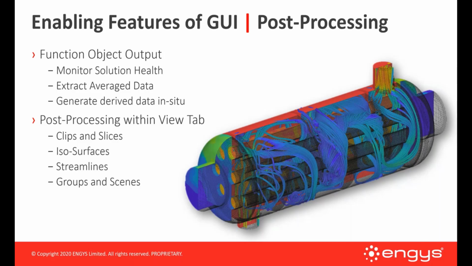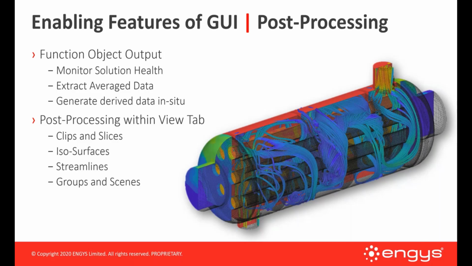There's also post-processing capability within the View tab. We can do clips and slices and isosurfaces and talk about streamlines. And then we can do things like groups and scenes. So we can group these different post-processing objects together. We can create a scene in order to take different pictures and capture different perspectives.